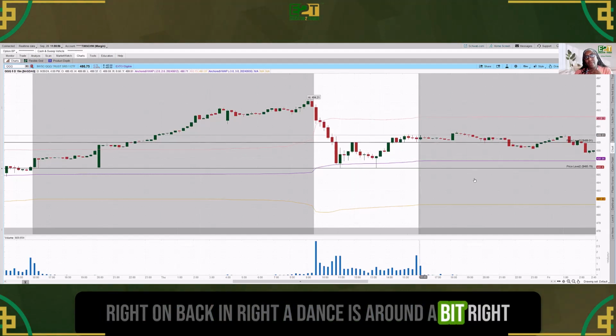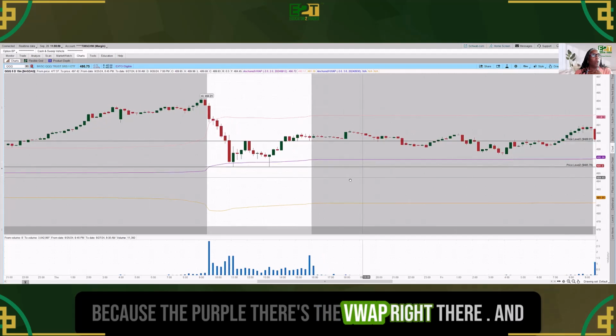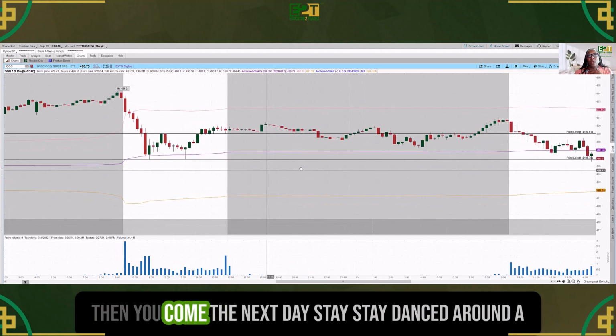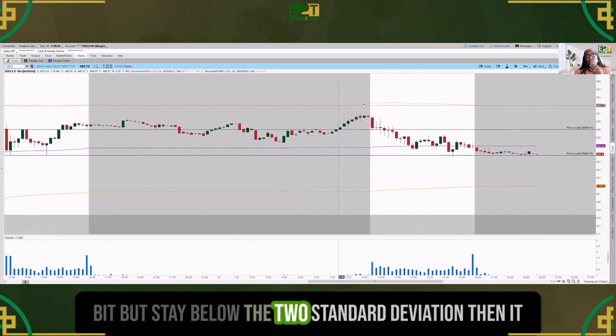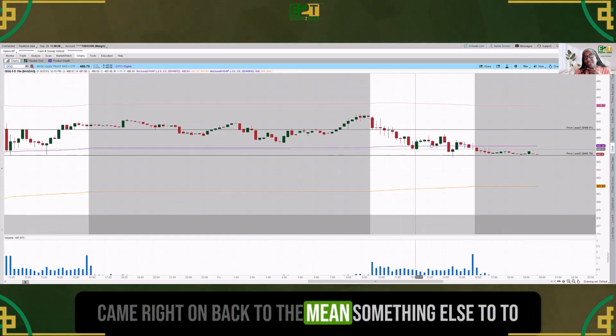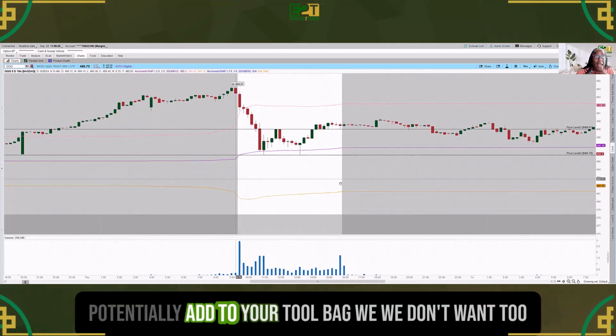Dances around a bit, right? Because the purple is the VWAP right there. And then the next day, it stays, dances around a bit, but stays below the 2 standard deviation. It came right on back to the mean. Something else to potentially add to your tool bag.